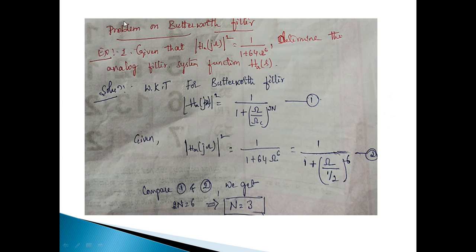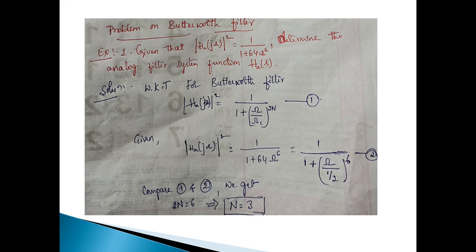Here we have taken problems based on the Butterworth filter. In the first example, they have given a characteristic equation, the transfer function, in order to find the system function, that is HA of S, the analog filter system function. Here they have given the frequency value transfer function, that is 1 divided by 1 plus 64 omega s. What we need to do is find out what HA of S is here.